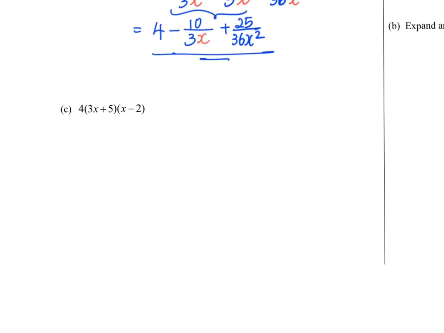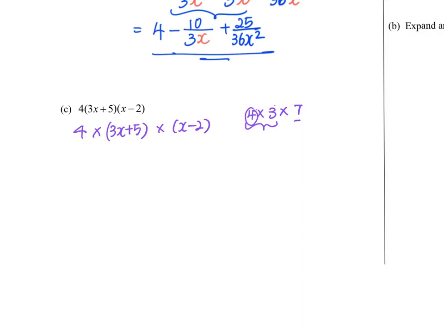Next question, part C. Now, a lot of students will think that this 4 is to be multiplied to both the brackets, but actually this is not true. This is actually written as 4 times 3x plus 5 times another x minus 2. Now, let's say if I were to give you 4 times 3 times 7, do I take 4 times 3 and then times 7 2 times? That's not true, right? So we do not do this. We take 4 times 3 first, then after that, multiply it to 7.